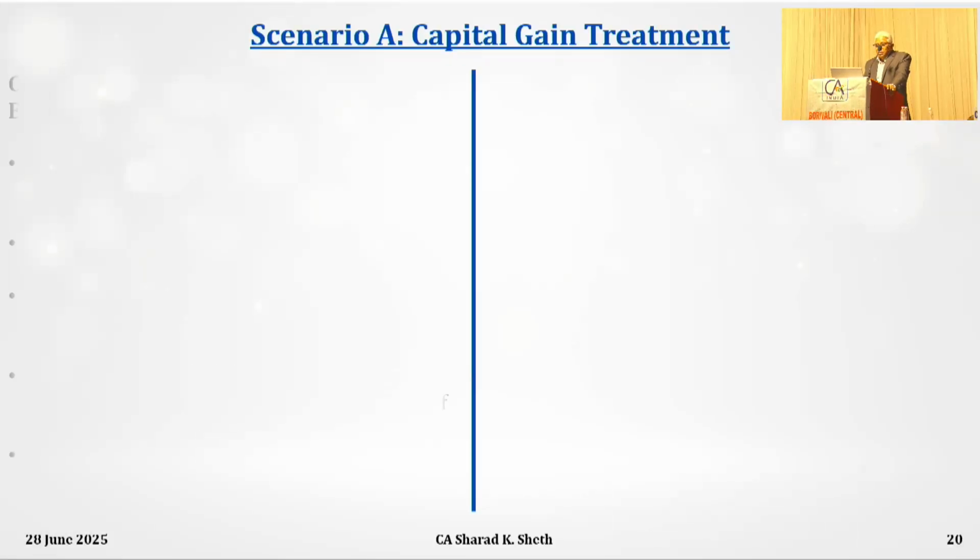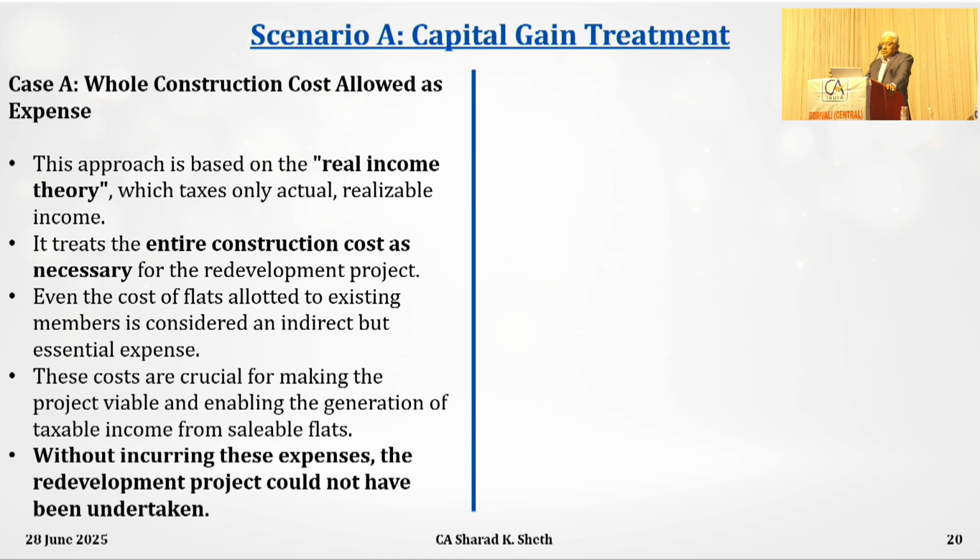So if I claim the entire construction cost, what are the arguments I can develop for that? What is taxable is real income. That is normally called the real income theory.